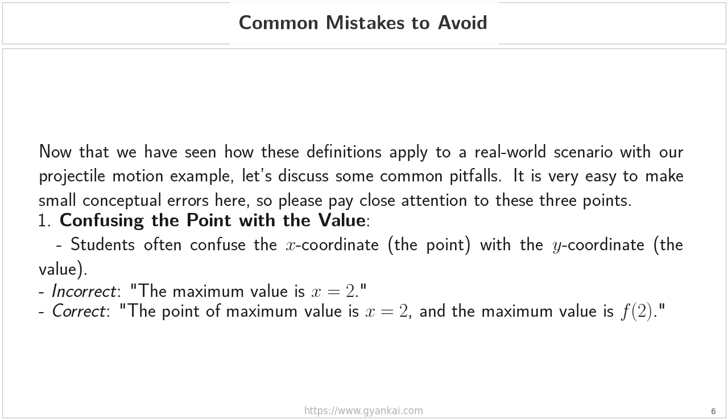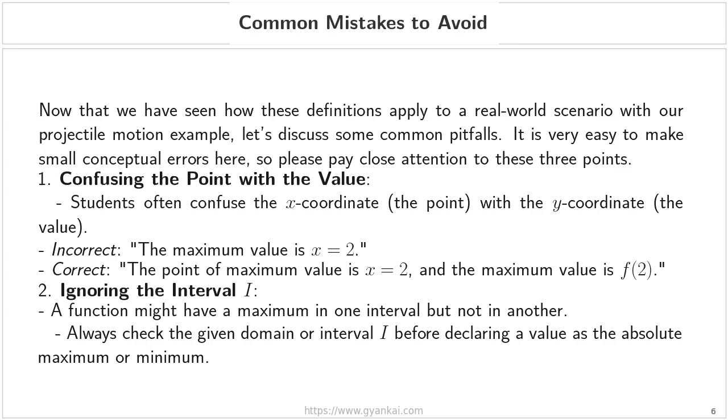Second, you must be careful not to ignore the interval, which we have denoted as capital I. A function might have a maximum within one specific range, but if we change the boundaries of that interval, the maximum could change or disappear entirely. Therefore, always check the given domain or interval before you declare a value as the absolute maximum or minimum.